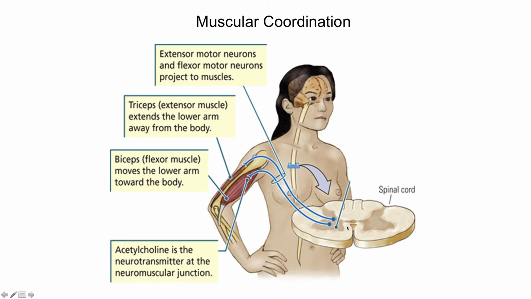Here's kind of the same example as the previous one. The tricep extends the lower arm away from the body, and the bicep will move the lower arm towards the body. Whenever one contracts, the other one has to relax, and also the other way around. Here the bicep is the flexor muscle and the tricep is the extensor muscle.